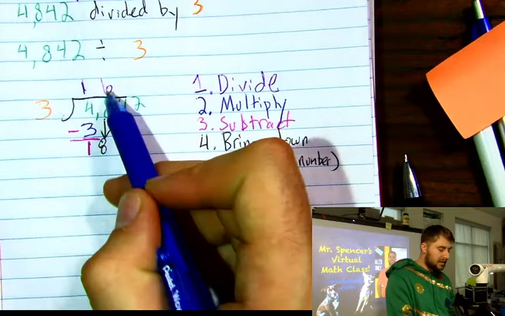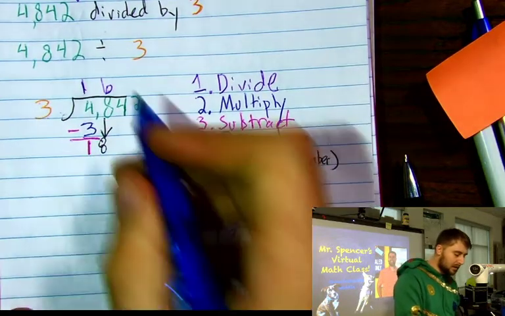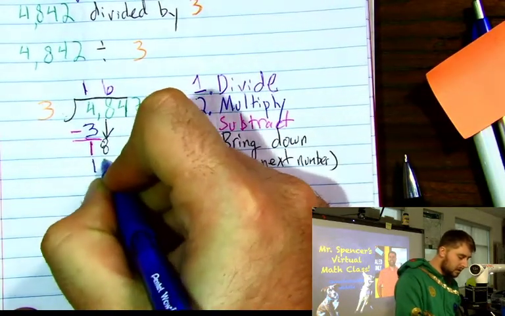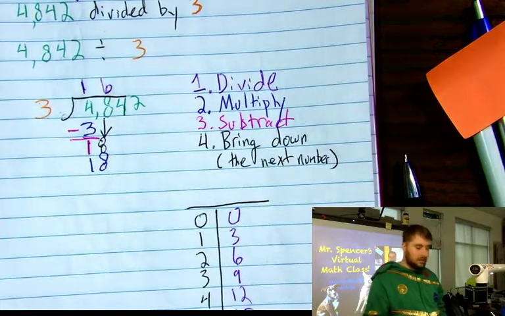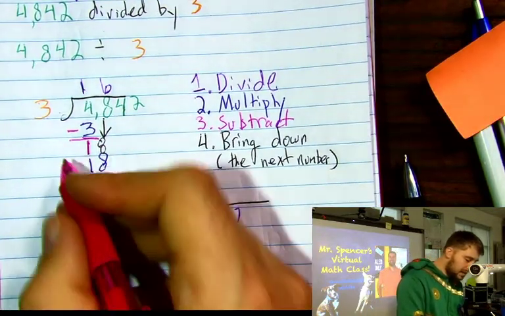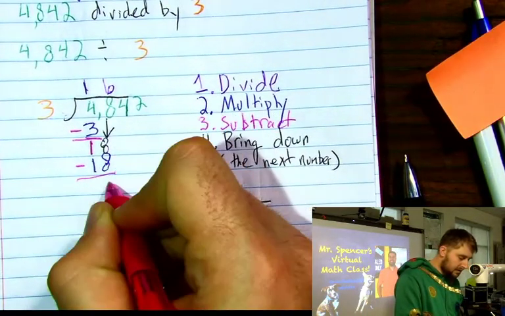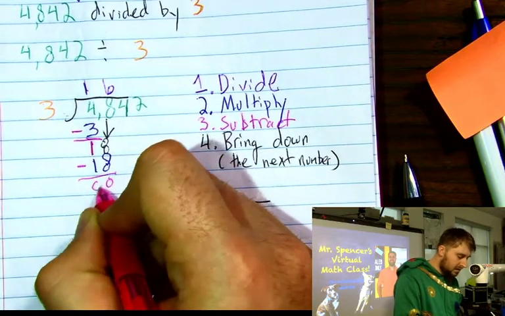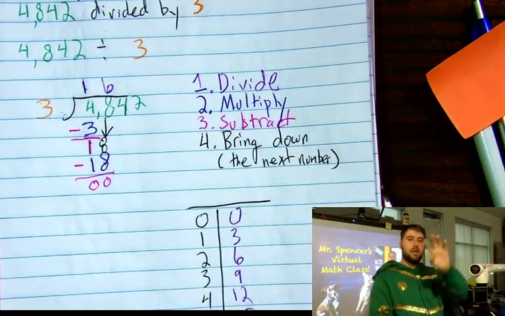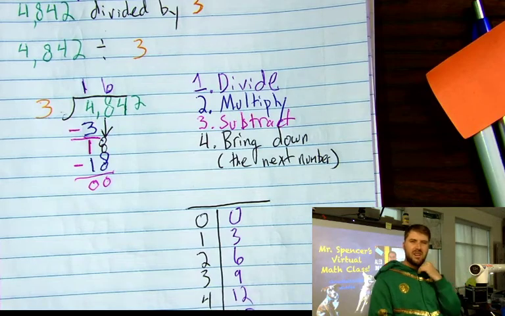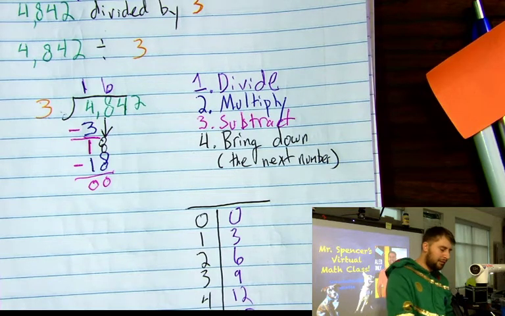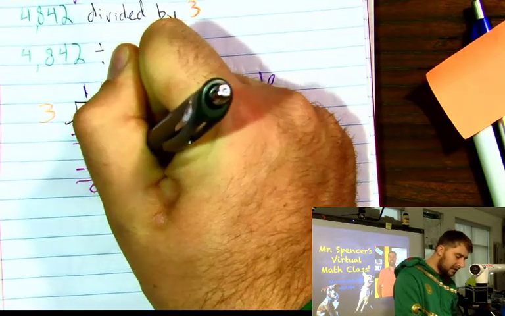Second step is to multiply. So we're going to multiply our top number 6 by the number on the left, which is 3. Third step is to subtract. So I'll do 18 minus 18. 8 minus 8 is 0. 1 minus 1 is 0. Step 4, bring it down. Where's our next number? The next digit is 4. So we'll bring that straight down here.